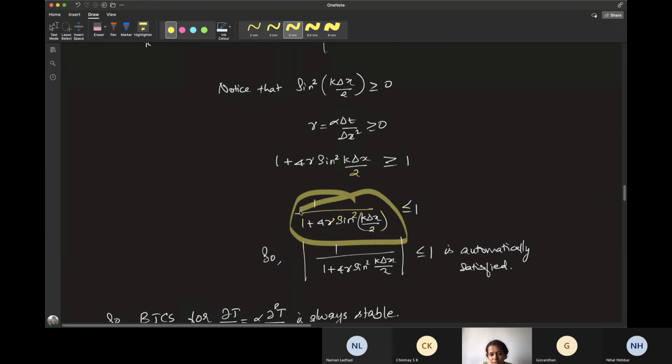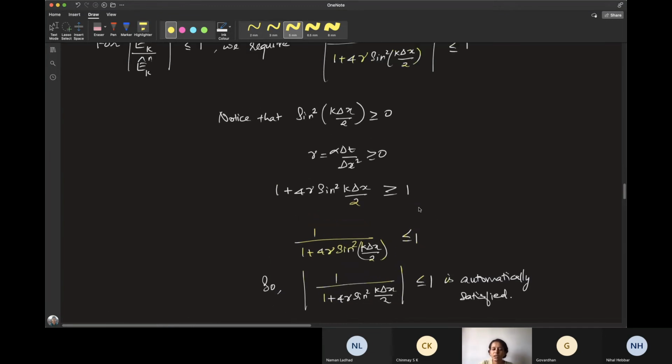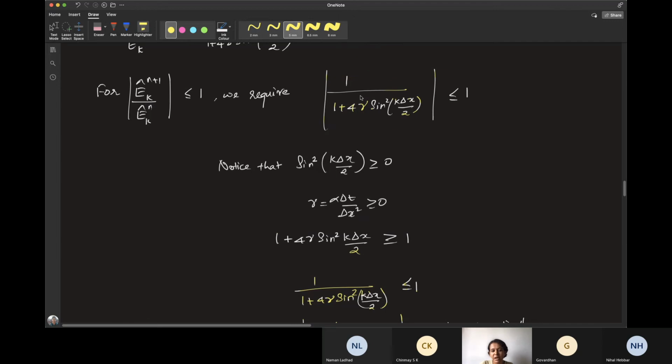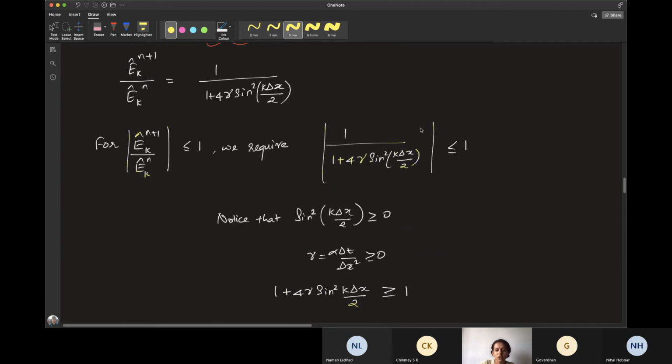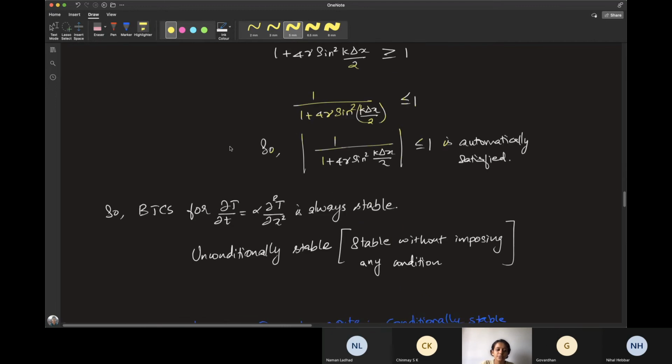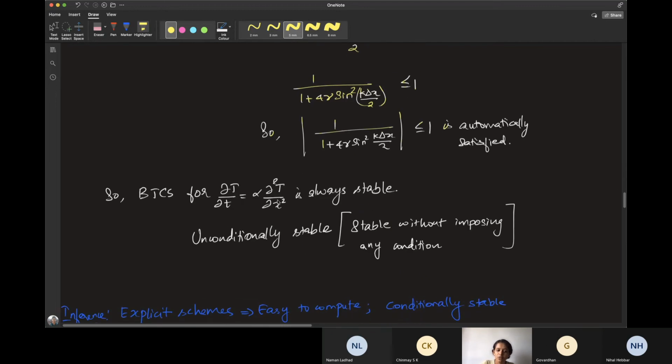Since this quantity is always positive, modulus doesn't make any sense here. So it's going to be always positive. So this thing is automatically satisfied. So this requirement for stability is always satisfied. So BTCS is always stable, which means it's unconditional. Technically, we call it unconditionally stable.